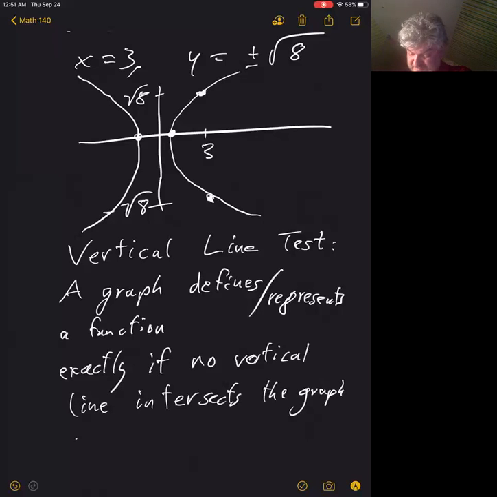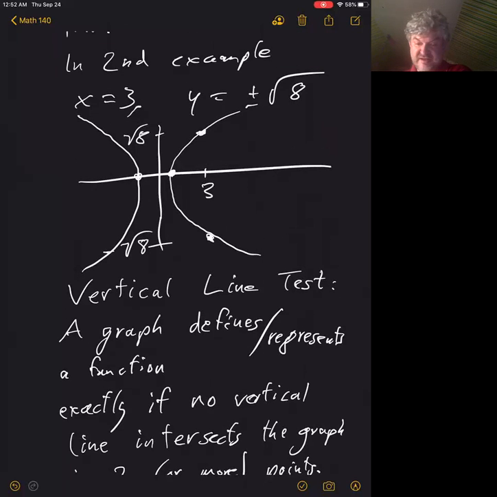Intersects the graph in 2 or more points. And what we just did with those 2 points, 3 comma square root 8, 3 comma negative square root 8, that would be a case of failing this vertical line test, because this vertical line hits the graph in 2 points.